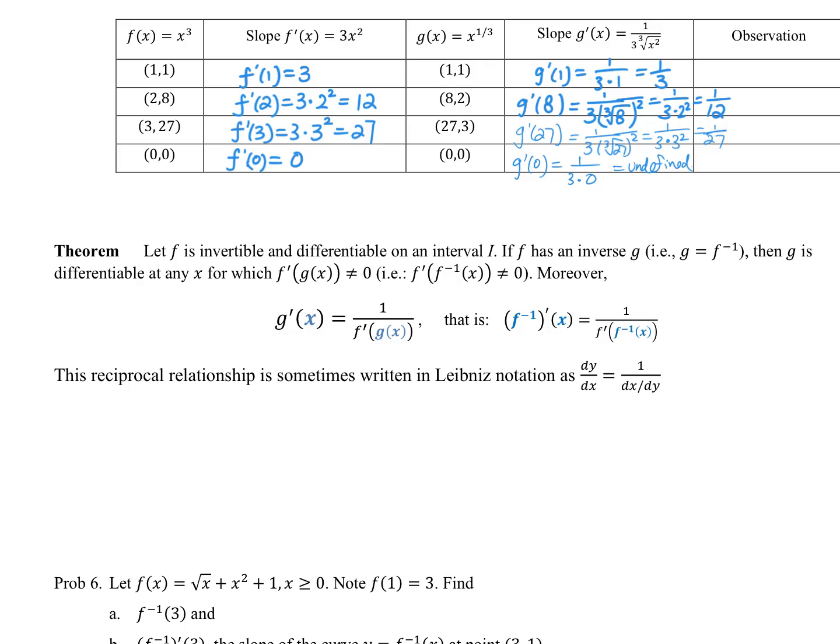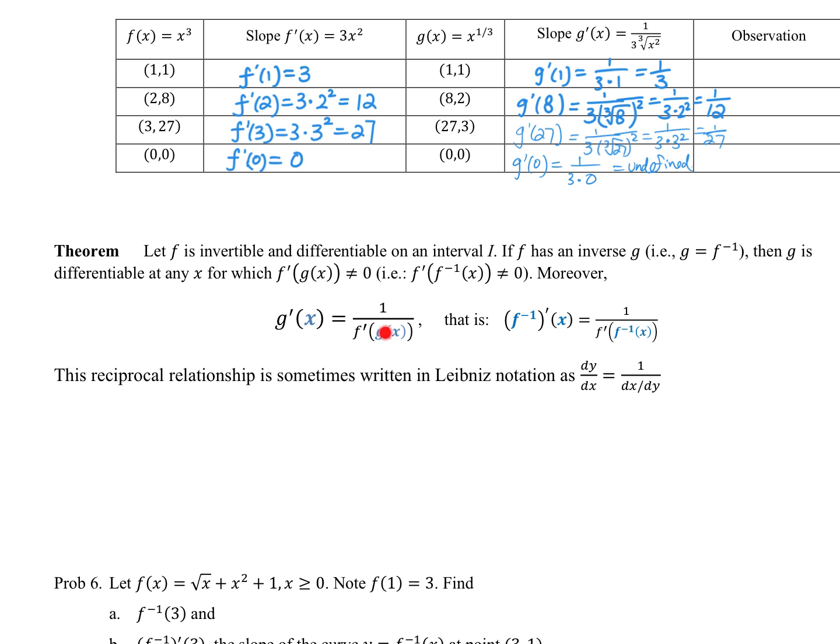And here's the result. g prime of x, keep in mind g is the inverse. I prefer this version actually. So g prime of x equals 1 over f prime of g of x. Basically, the derivative of the inverse is the reciprocal of the derivative of the original function. That's what we are saying. However, you have to be a little careful here, okay? This x, this is the inverse. This x is actually the y value of the original function. Just like here, these x values are the y values of the original function.